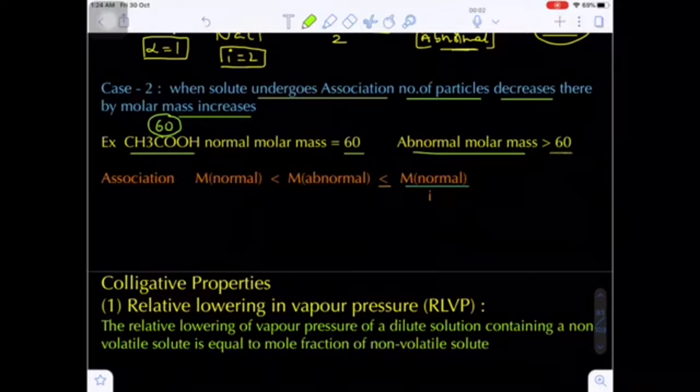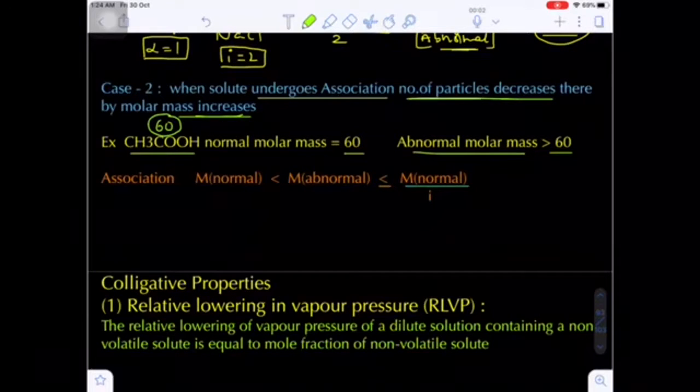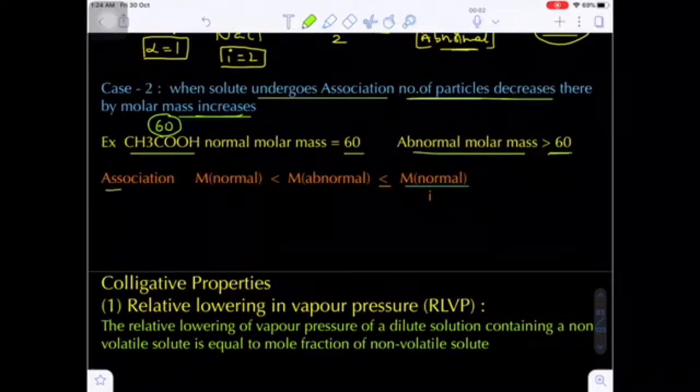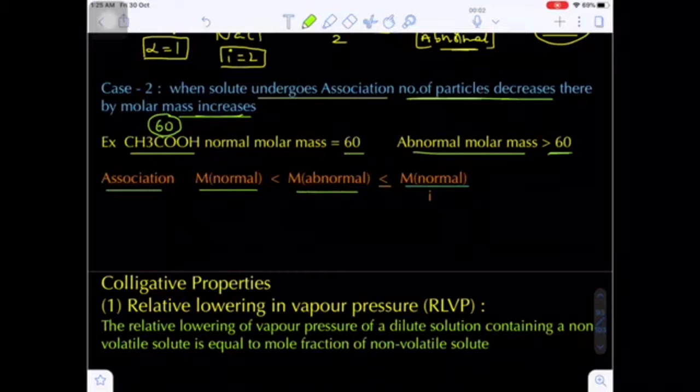Because in the association, the number of particles, as I just told you, decreases, so that's why the molar mass increases. The expected molar mass will be 60, but the actual, that means experimental or abnormal, will be greater than 60. Here, during the association, the normal molar mass will be less than the abnormal molar mass, which will be less than or equal to the normal molar mass upon iota.